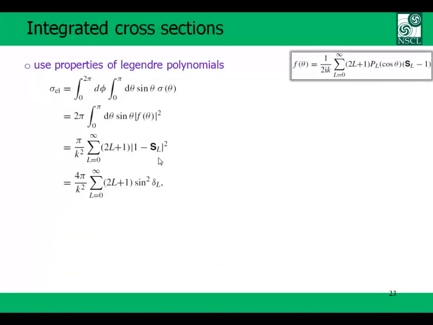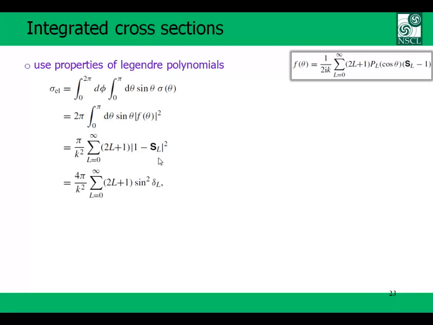We knew that the scattering amplitude was a sum over L, and we know the cross-section is just the mod square of this. Am I right? Is the cross-section just the mod square of the scattering amplitude? Elastic is. Good. In the elastic case, I don't have kinematic factors, or they are 1. And so we can just literally do F star F and calculate the integral over all angles.